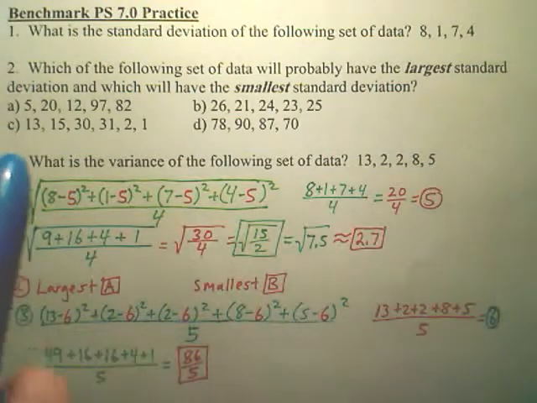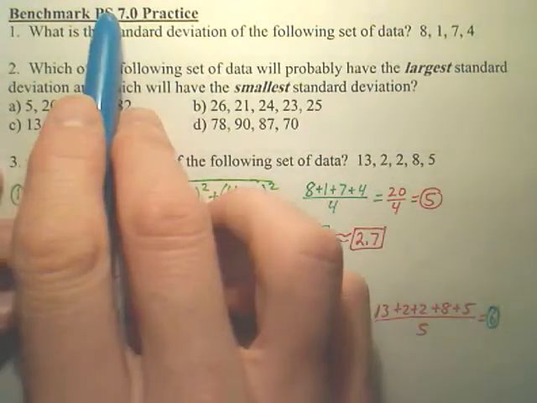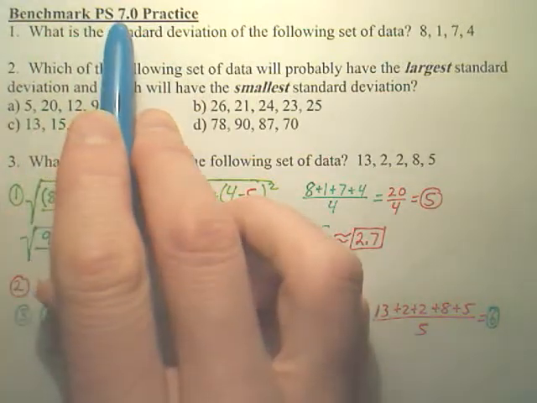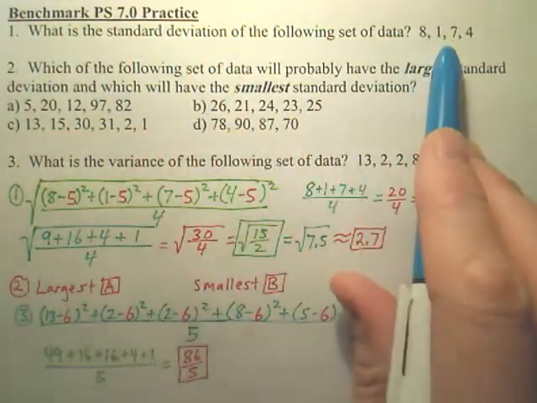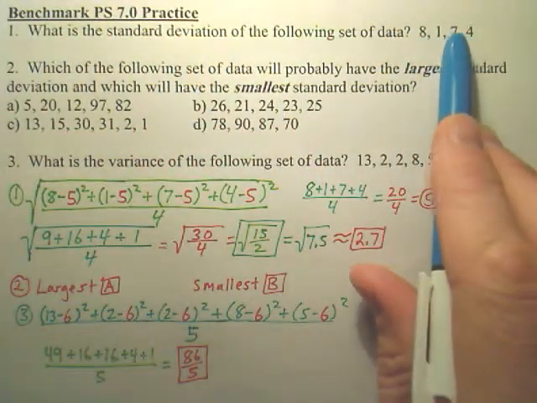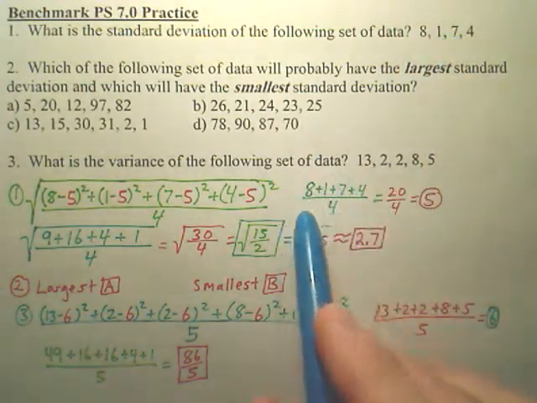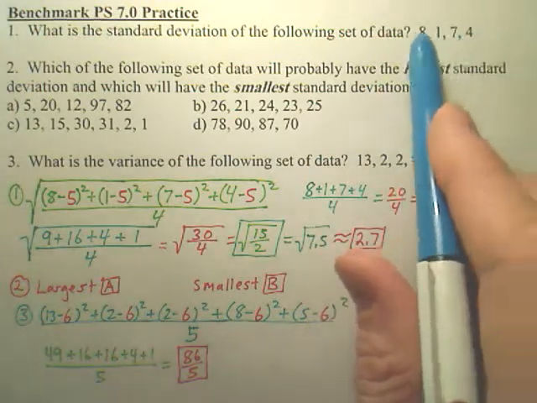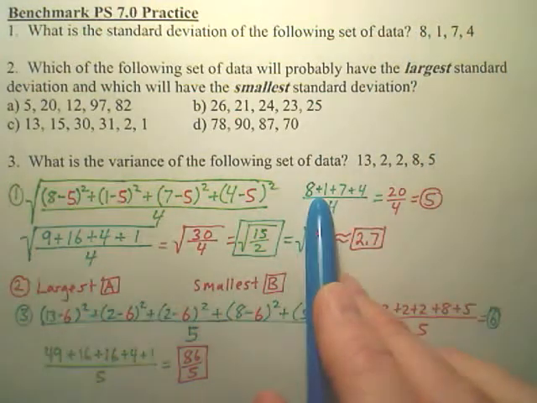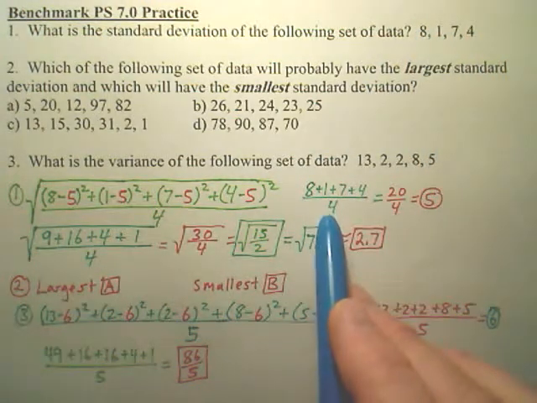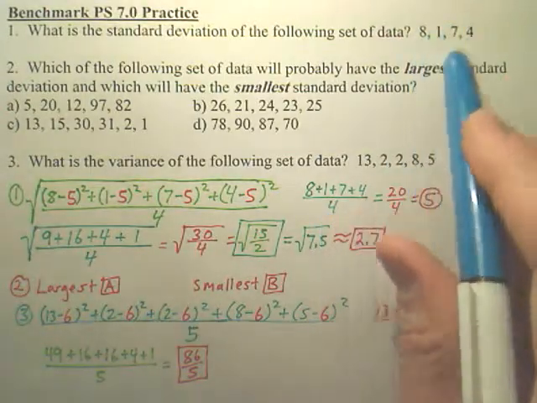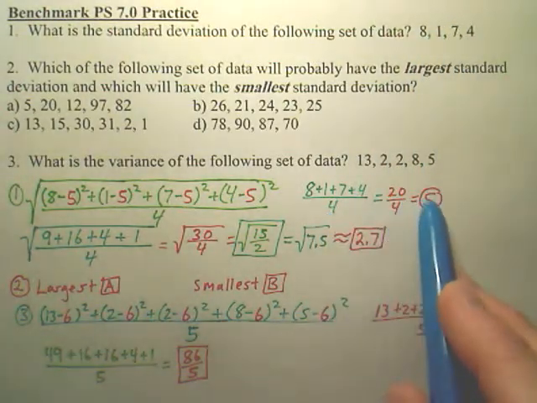Now, for this one, standard deviation. PS, probability of statistics, standard 7. On the standard deviation of these 4 data. Now, for the standard deviation, the first thing you do right here is you first have to find the mean of this data, the average. And the way you find the mean or average is you add it up, divide by how many terms. So you add those up, divide by, because there's 4 terms, and I get 5.